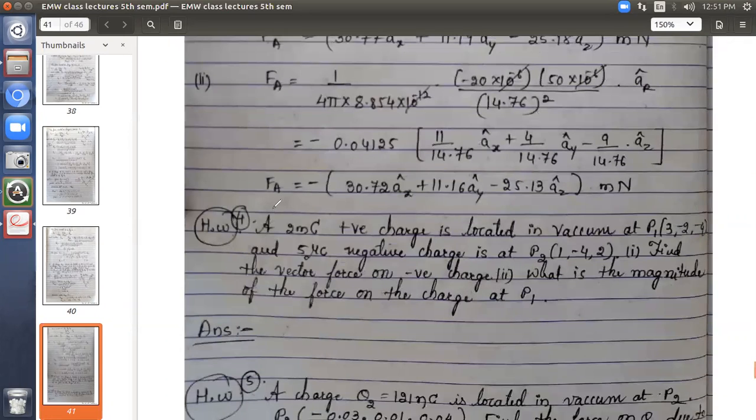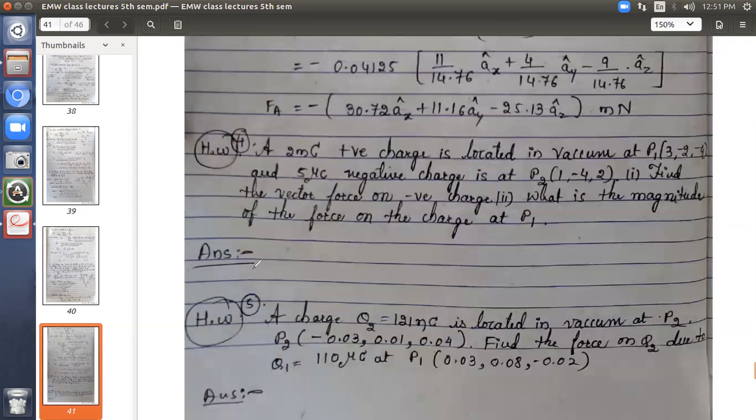Okay. The next problem is similar to the earlier problem. Hence, this will be a homework for you. I will be putting these homeworks in your Google Classroom. Please go through it. Two homeworks are there. I'll just read it out and tell you what to do.